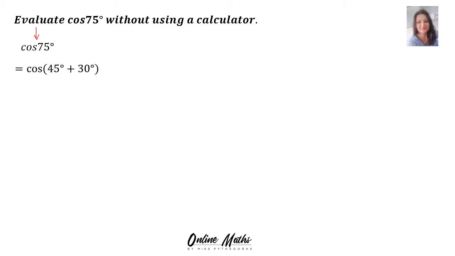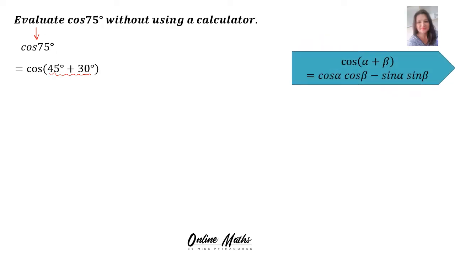So can you see you are using your grade 11 special angles in conjunction with your grade 12 compound angle. Now that one is your new angle. On the formula sheet, the compound angle for cos alpha plus beta. So we can write that one as cos 45 cos 30 minus sin 45 sin 30.